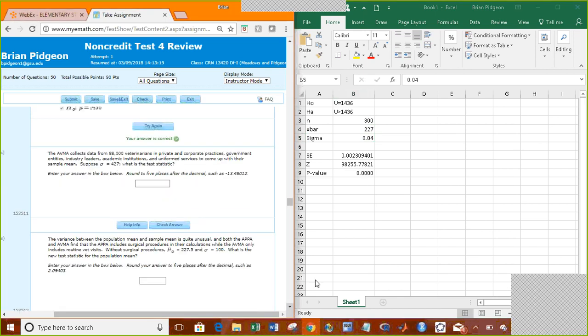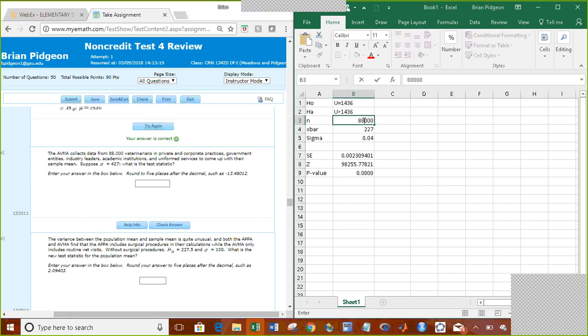So the AVMA data collected from 88,000 veterinarians. So that's N, 88,000. And then the supposed sigma is 427. What's the test statistic? So our standard error, we still do the sigma divided by the square root of N, 88,000. Our z-score, we still do x bar minus the value in the null hypothesis, 1,436, divided by the standard error.